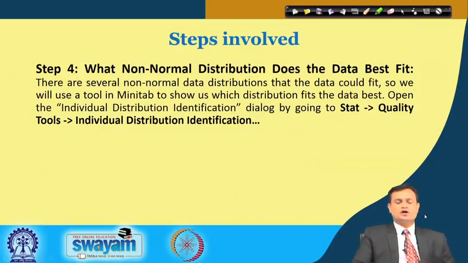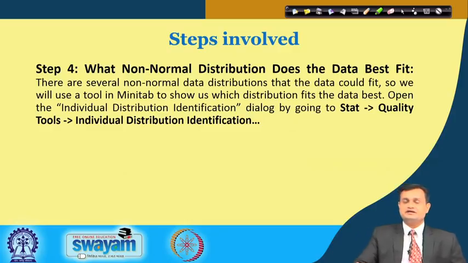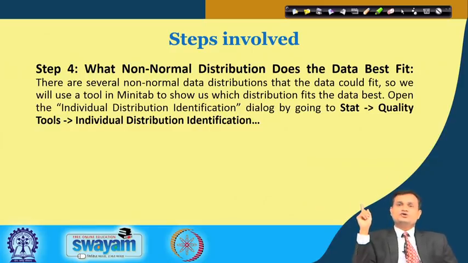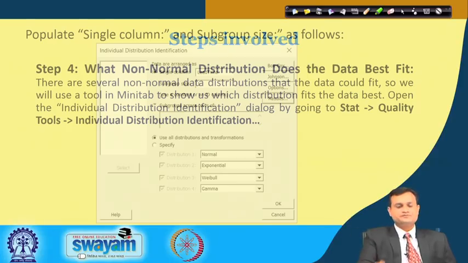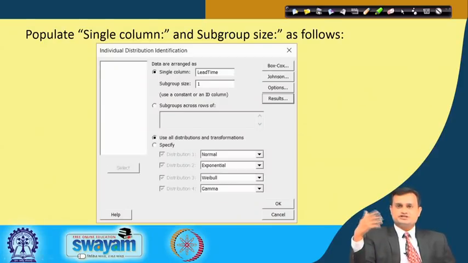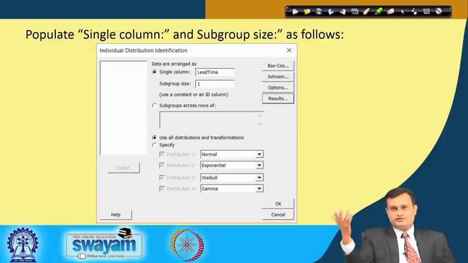Step 4, what non-normal distribution does the data best fit? As I mentioned, you have two options available. Option number 1, you can find the best fit distribution and directly use the option for non-normal process capability in Minitab and conduct the analysis, or else you can transform the data to normal and then use the normal process capability analysis in Minitab. Either way is okay. Here I am trying to see what could be the best fit distribution, and I am doing it with option 1.